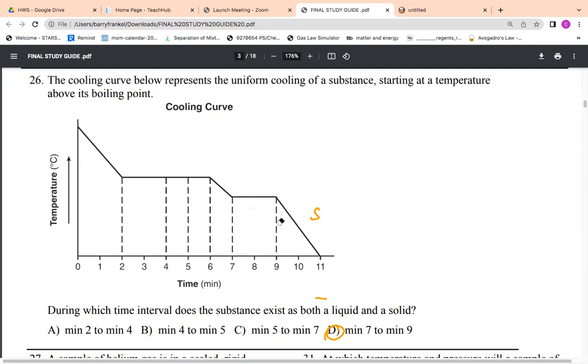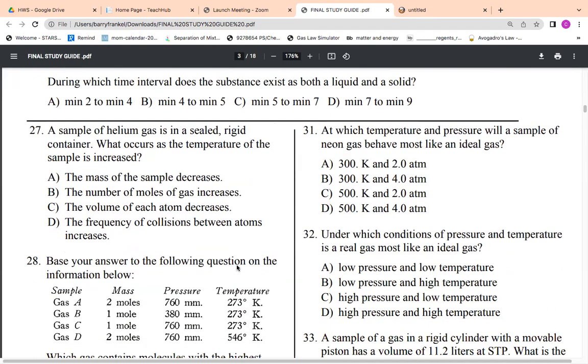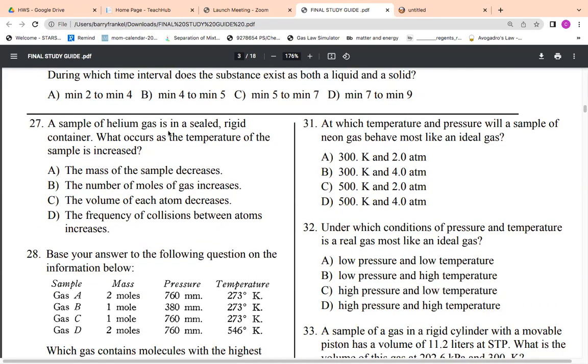And again, that section was the freezing section. And if you were going the opposite way, if this was a heating curve, that would be the melting. All right. A sample of helium gas is in a sealed and rigid container. What occurs as the temperature of the sample is increased?